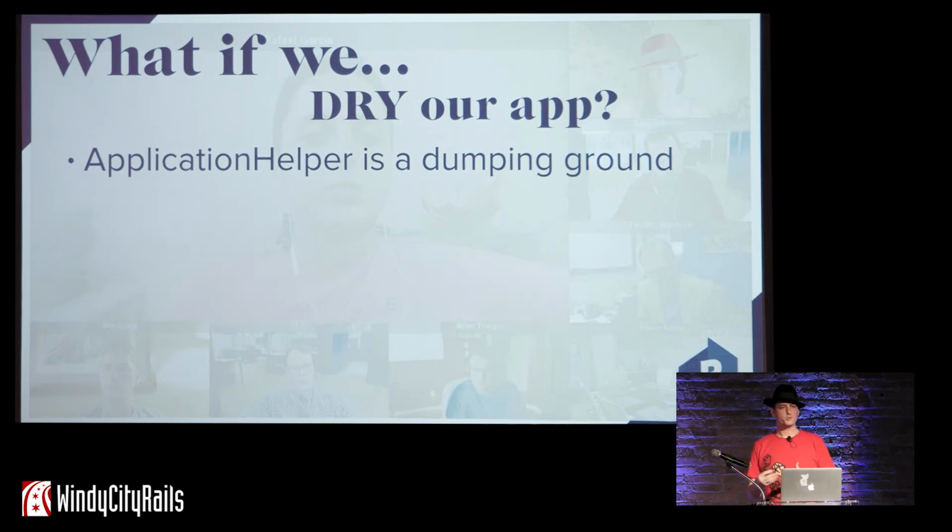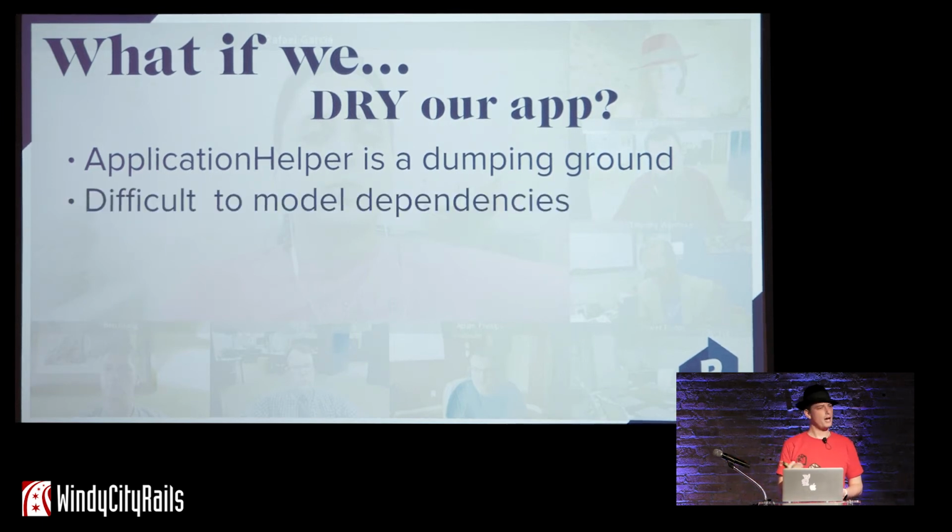But the problem is that it's really hard to enforce that. Already, our application helper is kind of a dumping ground of miscellaneous things that get used in multiple places. And it's really difficult to model the dependencies between things. You can say that this model depends on that other model, but how do you know that when you make a change in one model, you're not going to break something upstream of it?